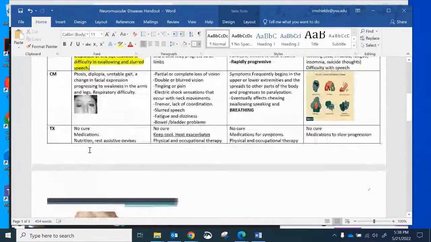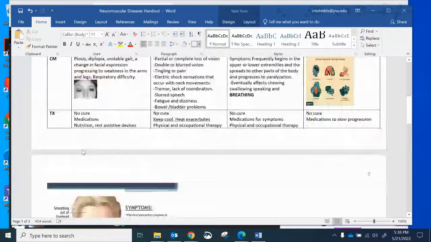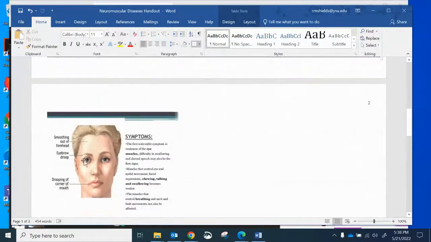The eyebrow is lower, and there can be ptosis right here. So it's a classic myasthenia gravis sign, drooping of the corner of the mouth. Muscles that control the eye and eyelid movement, facial expressions, chewing, talking, swallowing, those muscles all become weaker. The muscles that control breathing, in the neck, and limb movements can also be affected. So that's if it progresses.